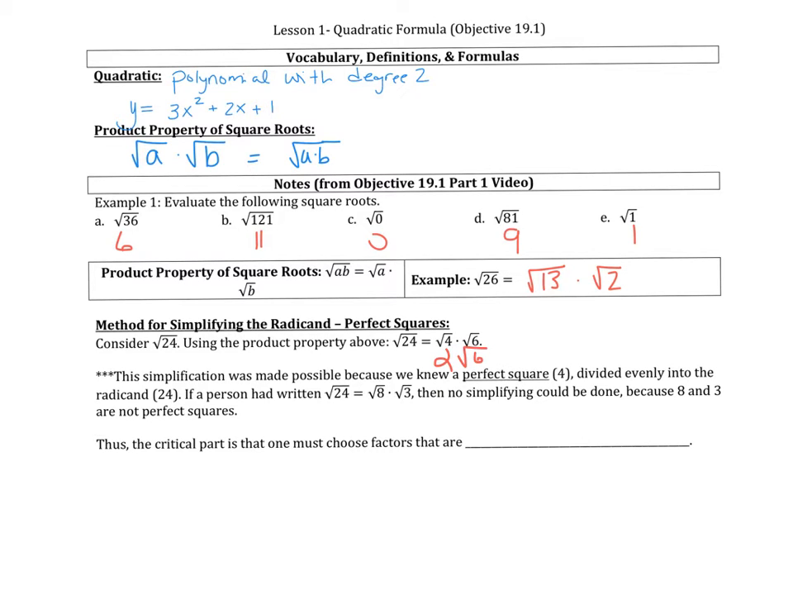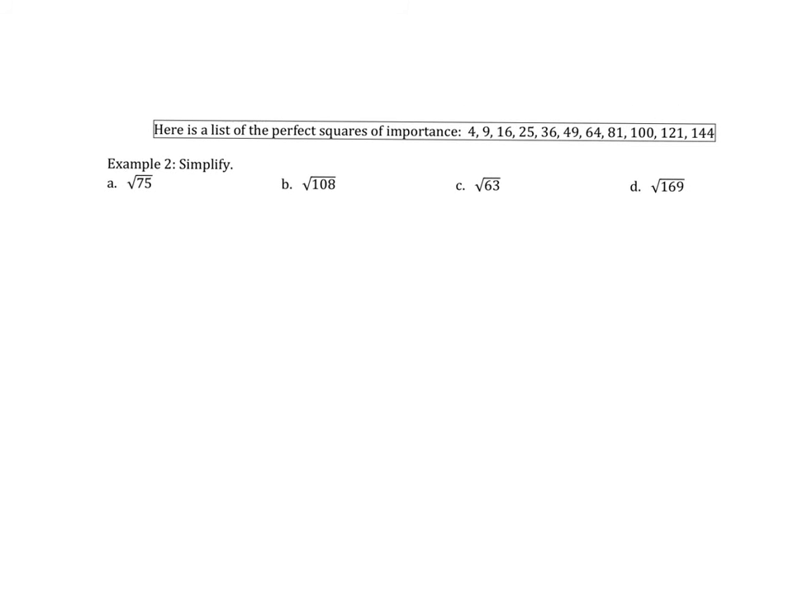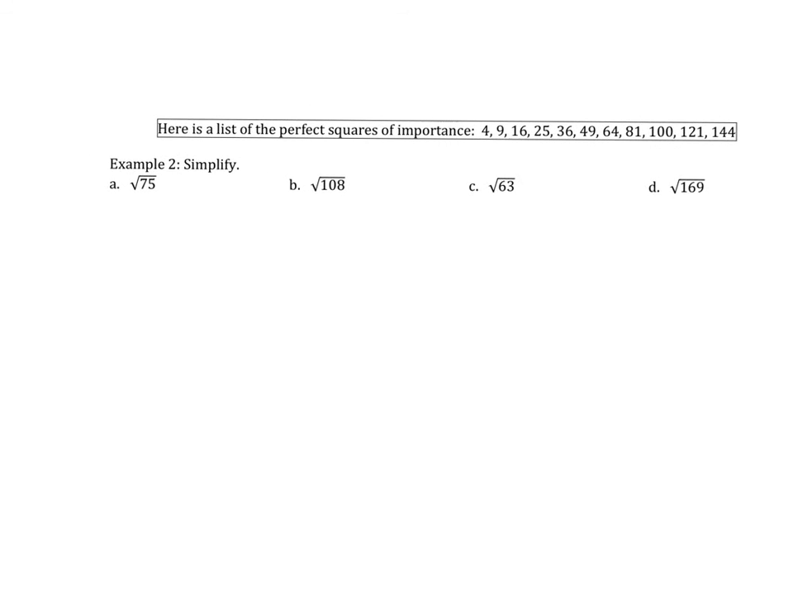So this simplification was made possible because we knew a perfect square, 4, divided evenly into the radicand. If a person had written the square root of 24 equals the square root of 8 times the square root of 3, then no simplifying could be done because 8 and 3 are not perfect squares. Thus, the critical part is that one must choose factors that are perfect squares. And we'll get into that in this next example. Take a look at the list of perfect squares. These are the numbers that we are trying to see if they are factors of the radicand.